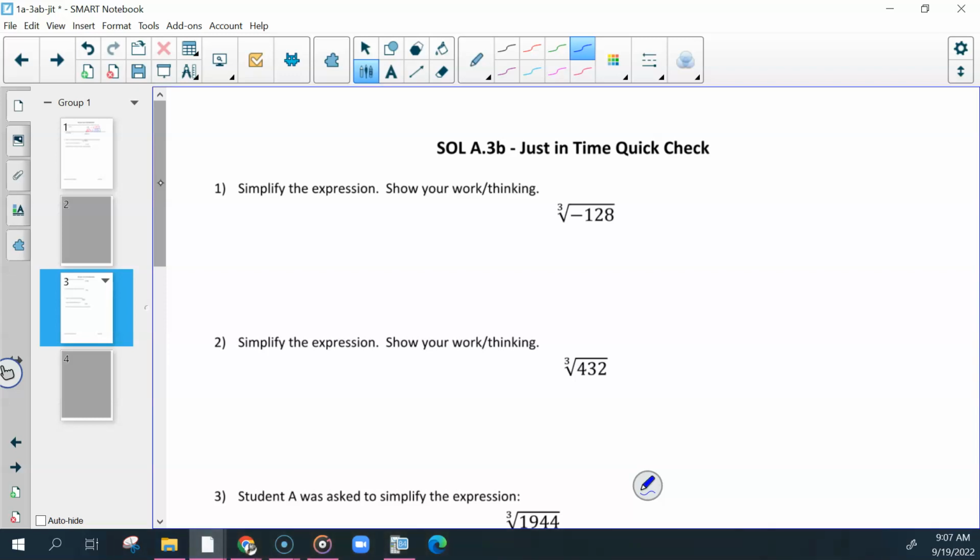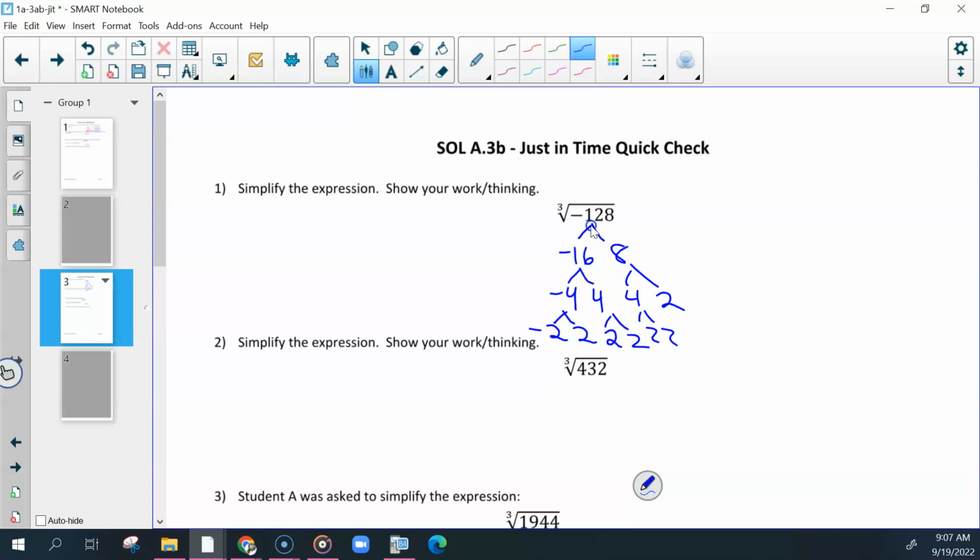Otis, go for it. So I split up my -128 into -16, and then I split my -16 into -4 and 4. And then from -4 and 4, my -4 split up into -2 and 2. And then my +4 split up into just 2 and 2.